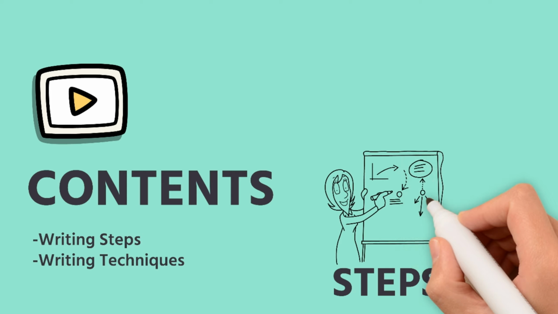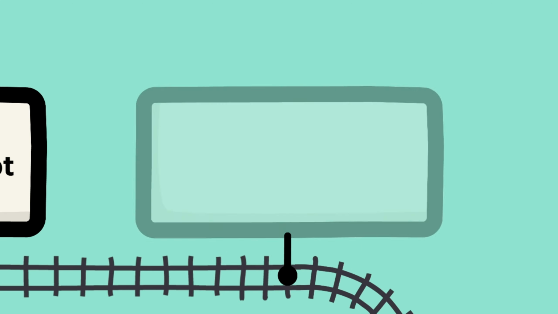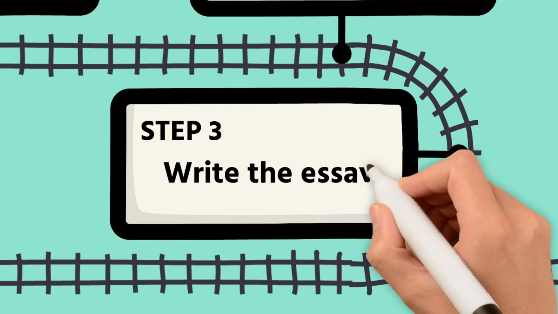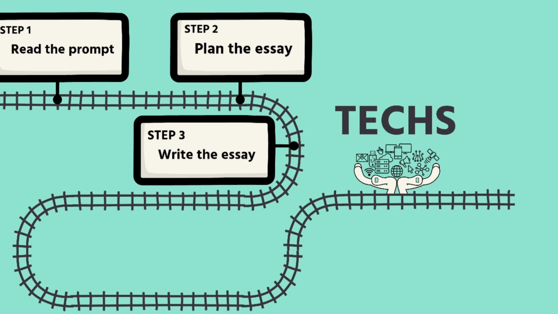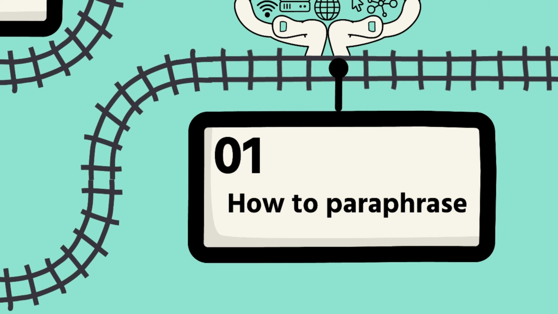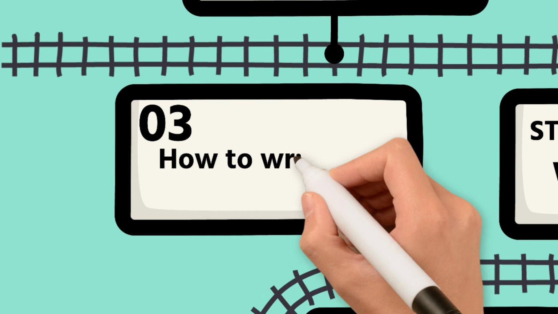First, for the writing steps, Step 1, read the prompt. Step 2, plan the essay. Step 3, write the essay. Then, for the writing techniques, first, how to paraphrase. Second, how to get smart. Third, how to write complex sentences.